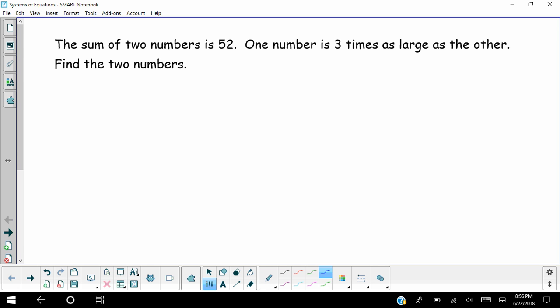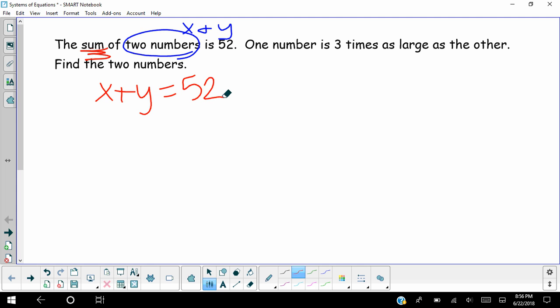So starting with this one, a strategy I always tell people when you're working with word problems is to try to pick letters that stand for what you're talking about. But this is hard when you just are given two numbers. So if I were you, I would just probably call these two numbers x and y because I don't know anything more about them really. So the sum tells me that I'm going to add them. So x plus y, and I am supposed to get 52.